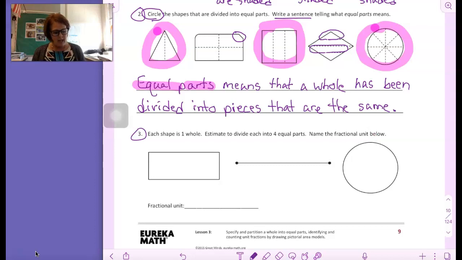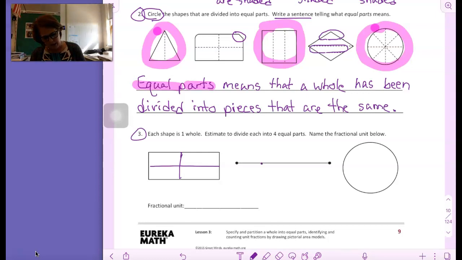Okay, so we're going to divide each into 4 equal parts, which means we're going to make 3 lines, right? Because we learned in the last lesson that however many equal parts we have, we need one less line to separate them. So we're going to do 4 equal parts. We could do this. You could also just draw lines up and down. For this, we're going to go like this, make 3 lines there. It's not exact, but it's close.